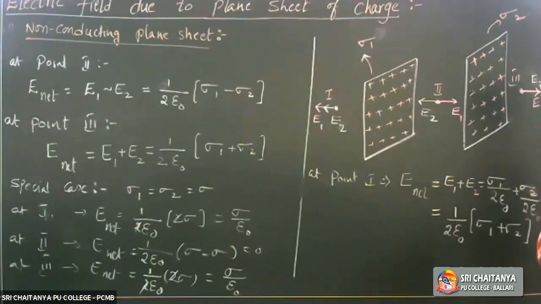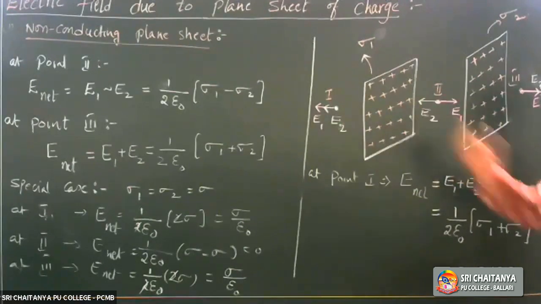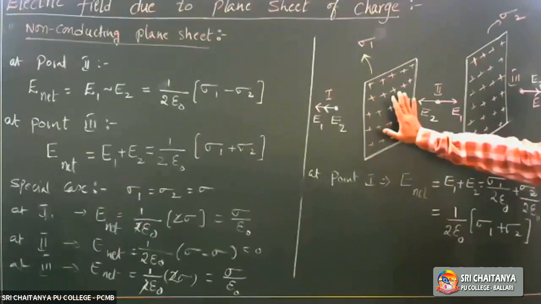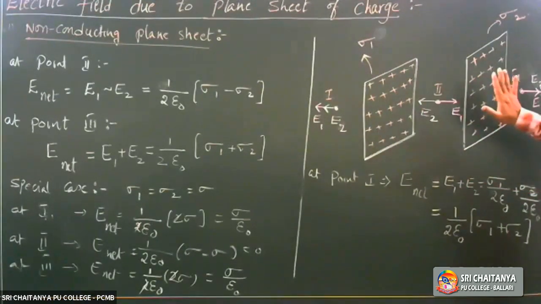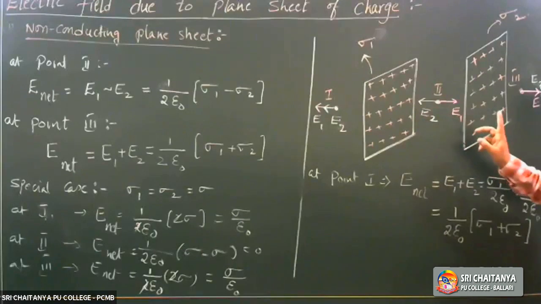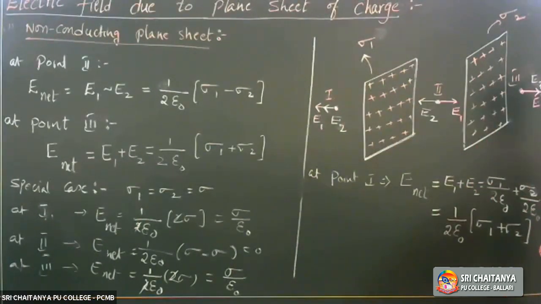Next, a small modification on this. A small modification. If one plate is given positive charge, another plate is given negative charge, what happens? One plate is given positive charge, another plate is given negative charge, then what is the net field at these points? Next thing, right? Come on.